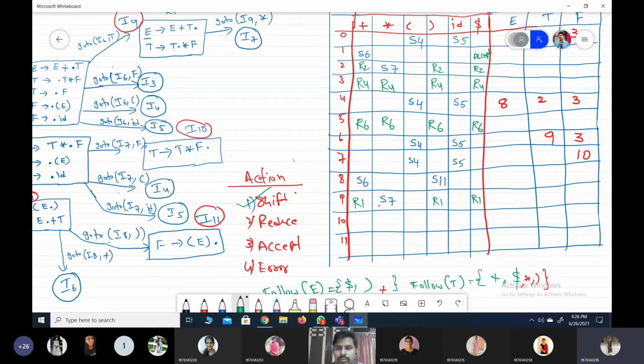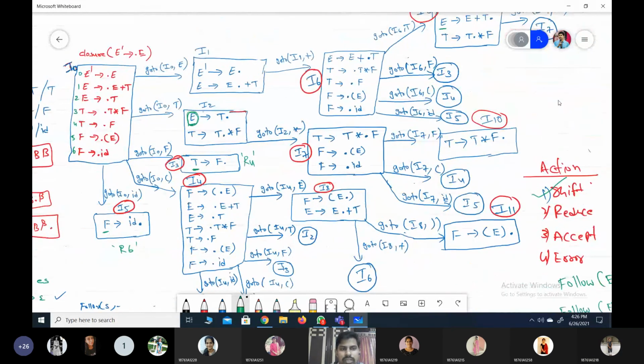Everyone. Yes, sir. So next, this part is over. Next, I9 is over. I10. Is there any production where the dot end is reached in the I10 state? Yes, sir. Production number... what is the production number? T tends to T star F.